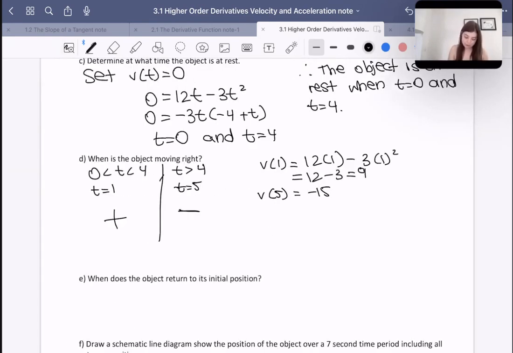So therefore, the object is moving right from 0 to 4, right? But it's moving left from 4 and beyond, right? From anything beyond 4, so we don't include that interval. So this is the interval we're looking for. Now, if the question asked when is the object moving left, we would give the second interval, that t is greater than 4, but that's not what we were asked. We were asked when the object was moving right.